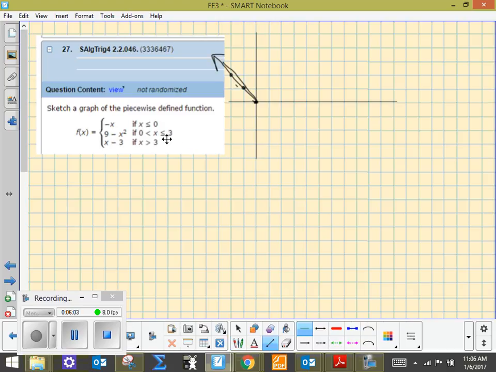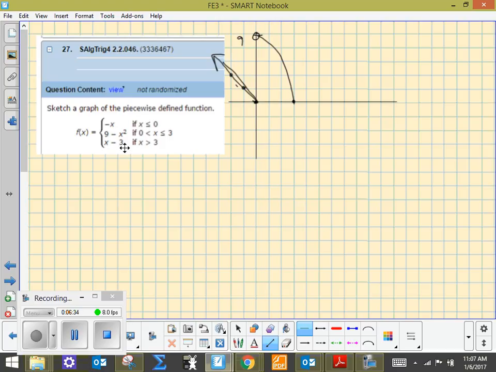Now between 0 and 3, I get 9 minus x squared. So I'm going to try 0, and I get 9. I'm going to plot the point of 9, so let's say 9 is up here, and I would put an open dot. Now I'm going to find 3. Plug 3 in there, and I get 0. So let's say 3 is here, and I get 0. In between there is going to be the parabola, so that's 9 minus x squared.